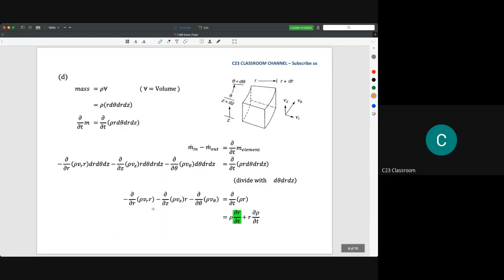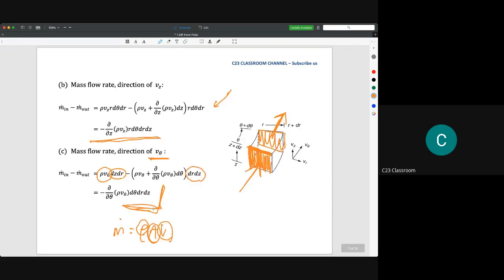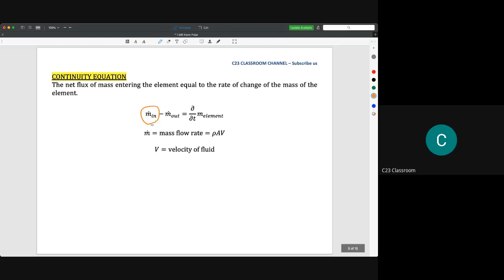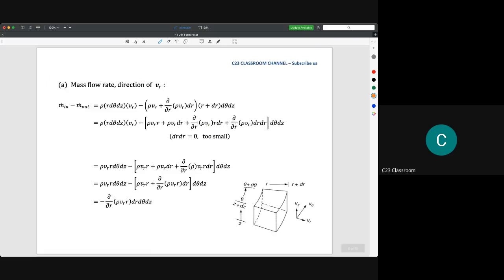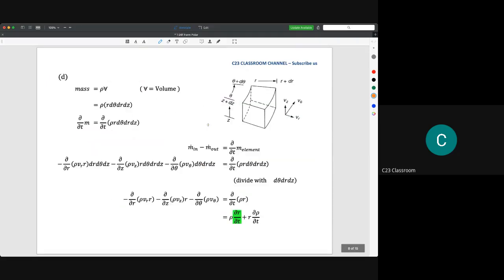Then the fourth one. Because our basic idea is mass flow rate inlet minus mass flow rate outlet is equal to dm dt, the fourth calculation is actually to calculate what dm dt is. We know that mass can be calculated using rho, mass over volume, and then we could write mass is equal to rho times volume. So I write here mass is equal to rho times volume, and volume here can be calculated using this idea. So volume is r d theta dr dz.